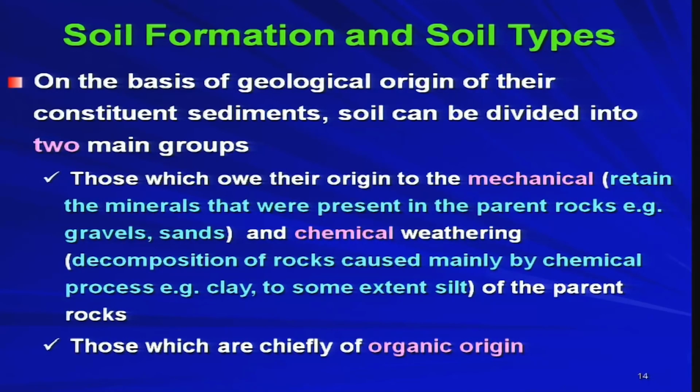Now, those which are chiefly of organic origin. Basically there are two groups, as I told you. The first group is formed by the weathering process, and the other is chiefly of organic origin. That means you have organic composition in the soil, like the forest soil. So, they will have more of organic origin. That will not really come from the disintegration of rock, rather some other organic or vegetable materials are present in the soil.